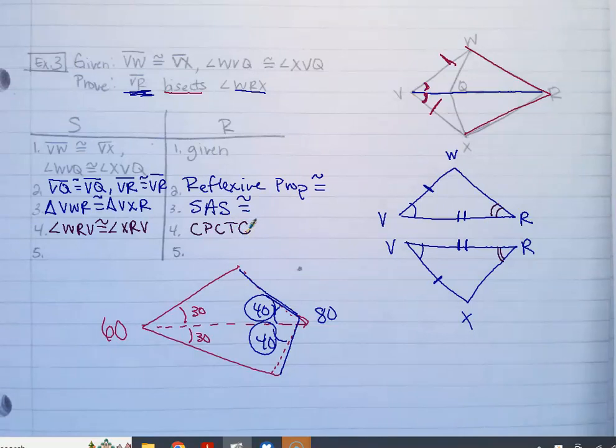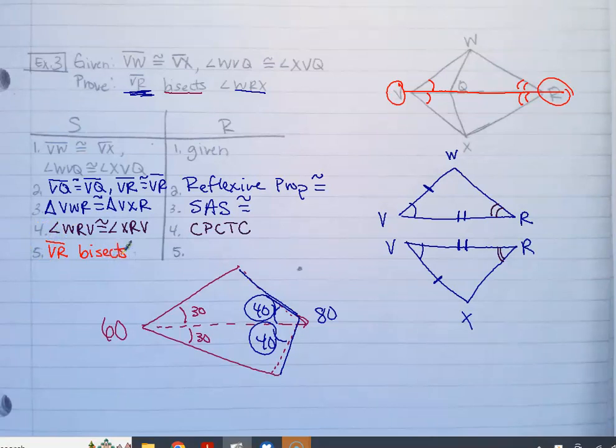So now that we've proved that, this is our angle. Let me clean this up, because that's really what we want. We've proved that this angle is congruent to this angle, and this angle is congruent to this angle. What does it make VR? A bisector, right? Because it cut angle V perfectly in half, and it cut angle R in half. So we can say that segment VR bisects angle WRX.